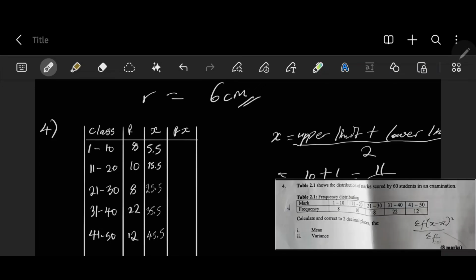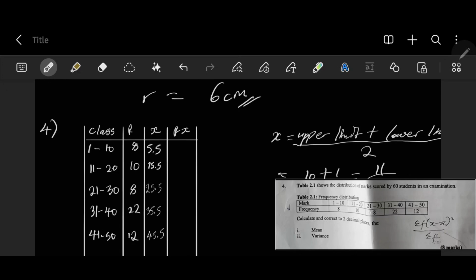So now, what is fx for? Okay, fx is simply f times x. But why are we doing that? Because for the first class, we know that 8 students have, let's just say, a mark of 5.5. That means I have 5.5 into 8 places. That's the average, but I'm just taking it as each of them got 5.5. So that's like saying 5.5 plus 5.5 plus 5.5, into 8 places.